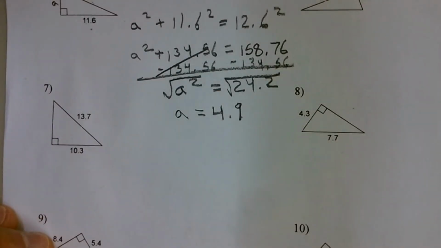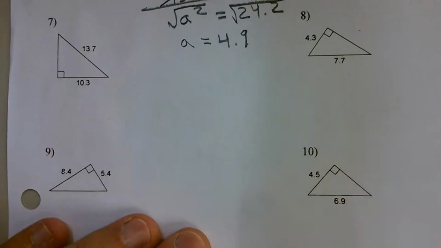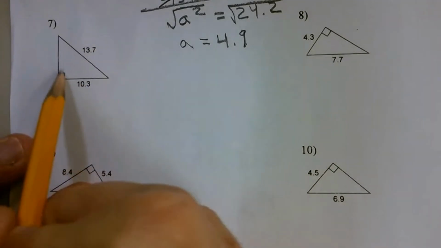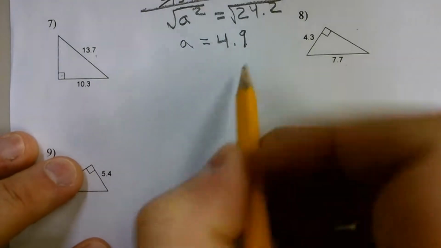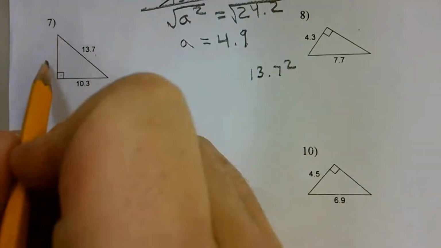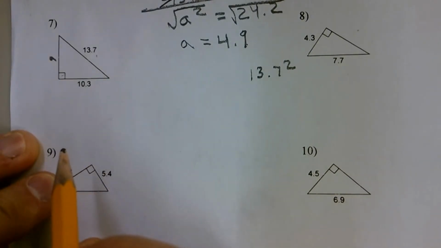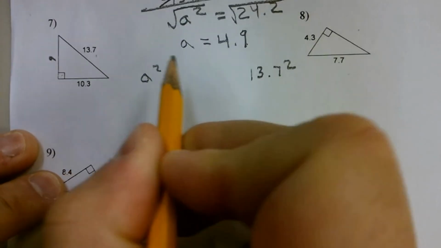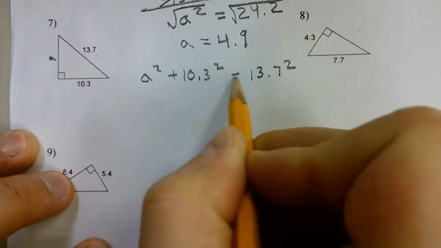Okay? We'll go down to number 7. We'll just keep going down the left side here. So across from the right angle is our hypotenuse. So I know that's going to be 13.7 squared. And then I'm not sure if that's A or B. They look pretty similar in size, so we'll just call that one A. So A squared plus 10.3 squared equals that.